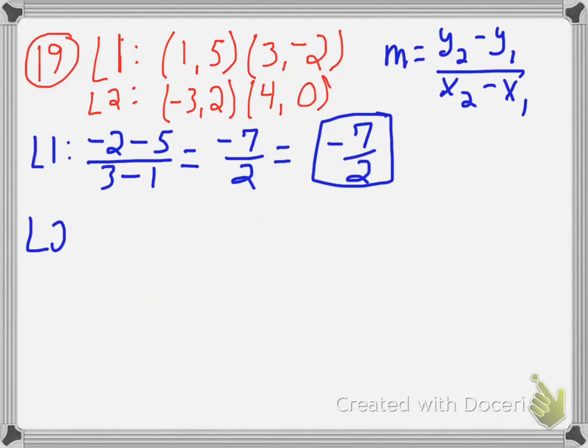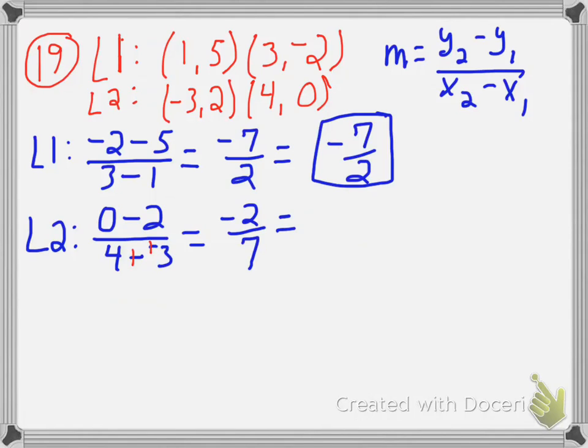Now I'll do the same thing for line 2. So I'm going to go 0 minus 2 over 4 minus negative 3. Y minus y, x minus x. Now since I have the minus and negative, I'm going to change those to positive. 0 minus 2 is a negative 2. 4 plus 3 is a positive 7. So the slope on this one is going to be a negative 2 over 7.